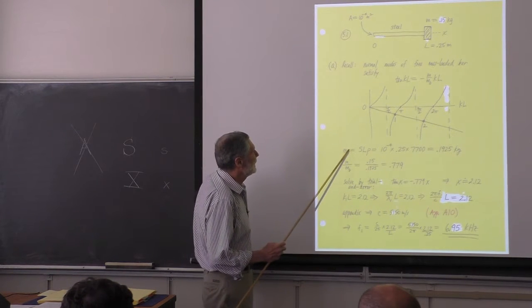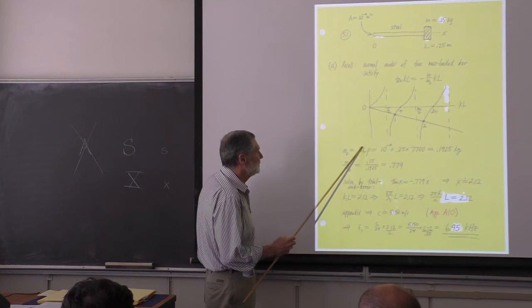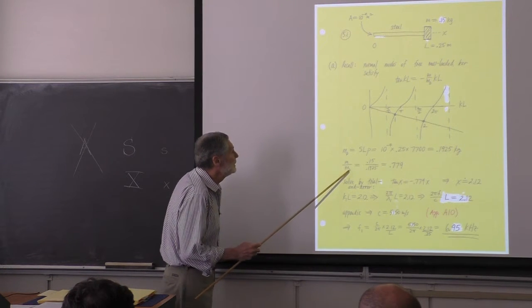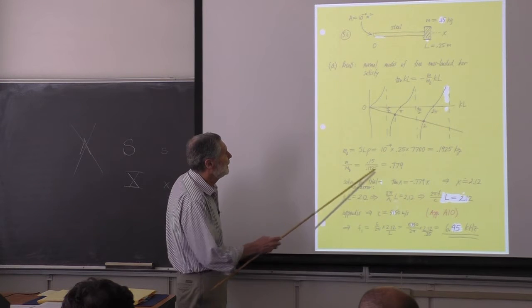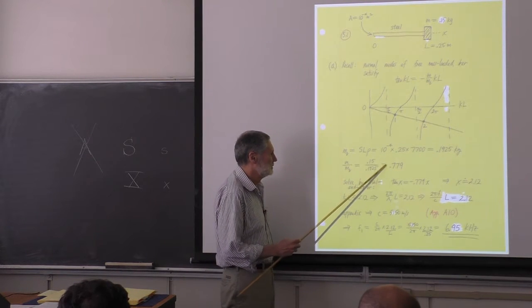All right, so this is the mass of the bar, the density of steel times the volume of the bar. The important thing is this dimensionless ratio here. Now look at what's significant about this.